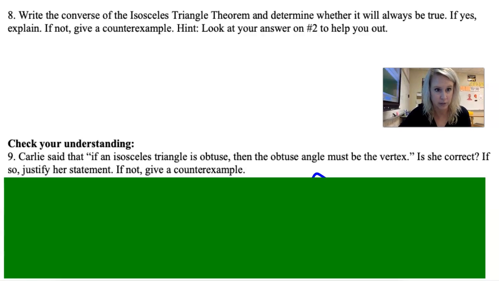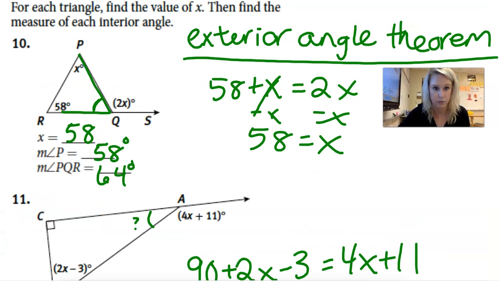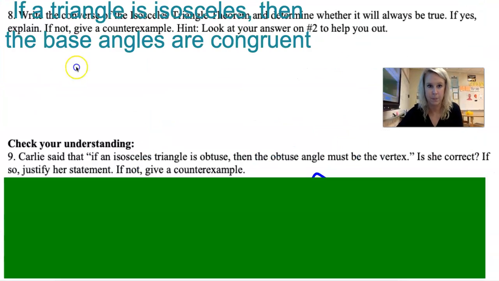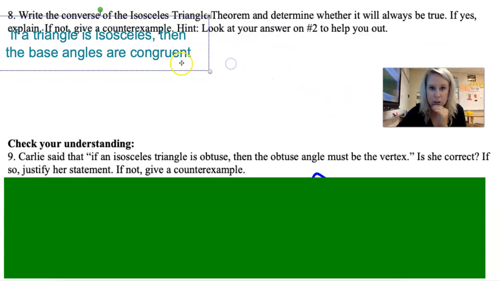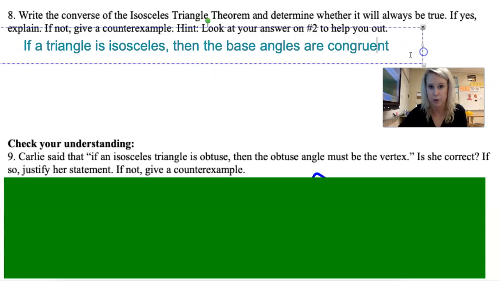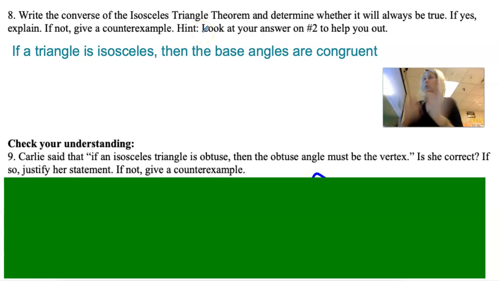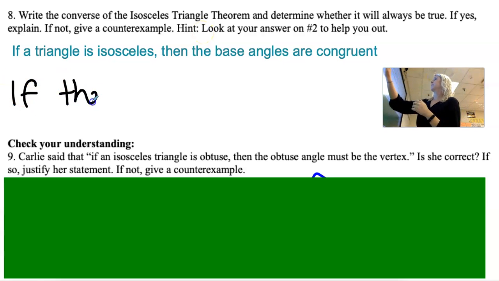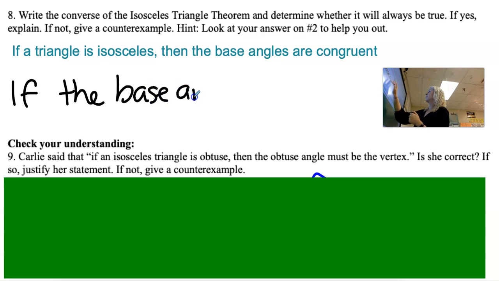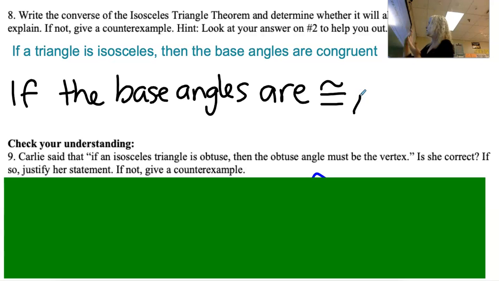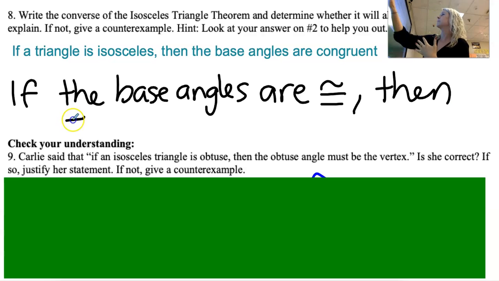So let's go back to my if-then statement in number 2. Too far. All right, here is my if-then statement. I'm going to copy and paste it to help us out. So, if a triangle is isosceles, then the base angles are congruent. So a converse of that is to flip it. So I'm going to say if the base angles are congruent, then the triangle is isosceles.